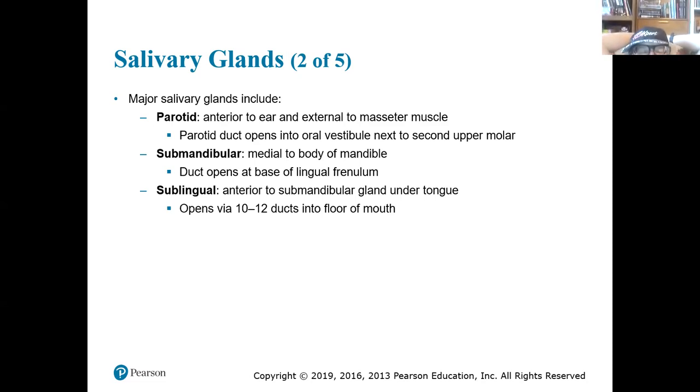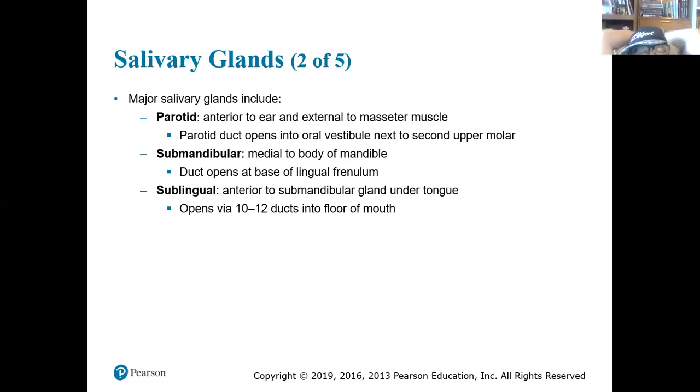The parotid is in front of the ear and outside of the masseter muscle. The masseter muscle is the one that does mastication. You remember, it moves the jaw so you can chew food. And you would have the parotid salivary gland outside of that. It opens into the oral vestibule next to your upper second molar, so there, okay?